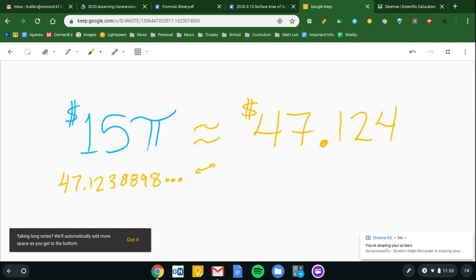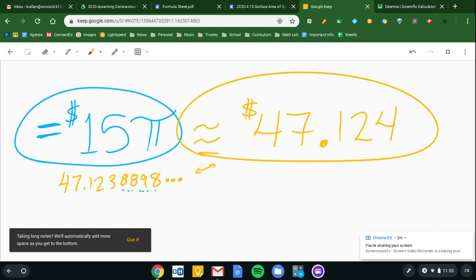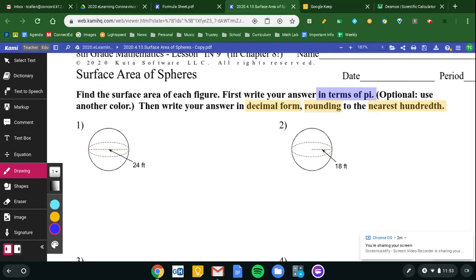Don't get me wrong, though. The first number is probably more exact. After all, you see more decimal places down here. So while this number might be the best and the exact answer, there's nothing wrong with writing this number because it is approximately the same amount. So keep that in mind as we work our way, writing our answer in two different ways.